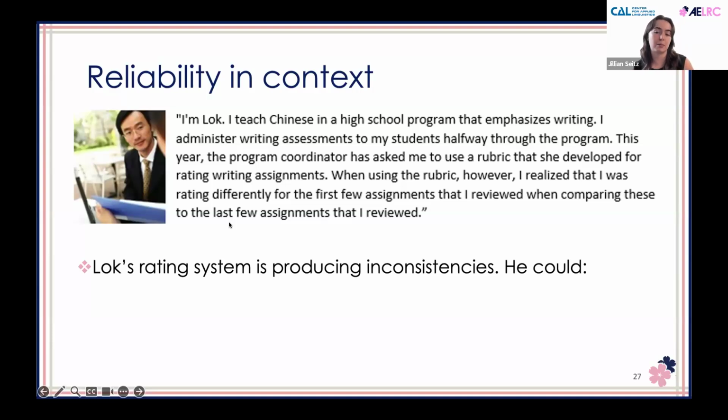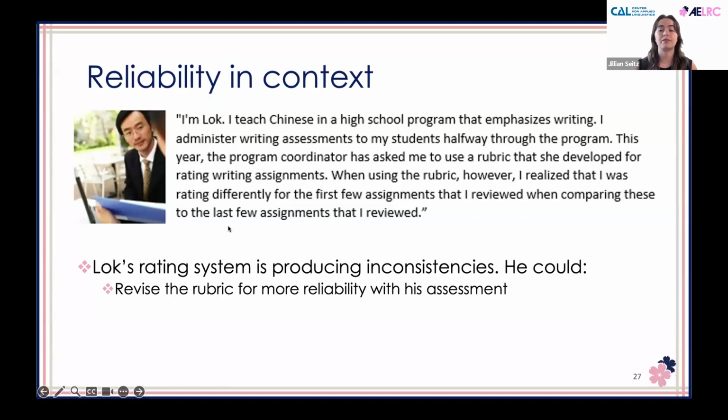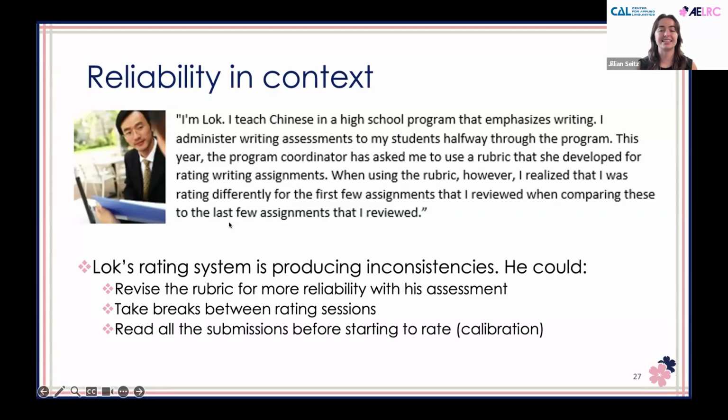Here are some ideas that we came up with for helping Locke with the reliability of his assessment. Firstly, he could update or revise the rubric that was given to him by the program coordinator in order to better match the content of the assessment that he administered. He could also take more breaks during his rating sessions. Reliability can really be impacted by fatigue during rating. And lastly, he could opt to read all of the submissions first to calibrate his expectations before beginning to rate the assessments.